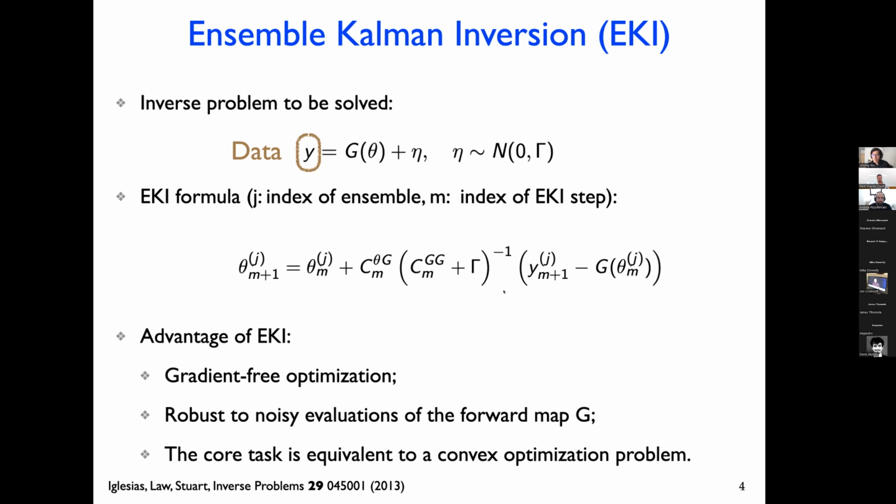And after we get the normalized mismatch in data space, we can also use the covariance matrix between the data space and parameter space to project the normalized mismatch back to the parameter space. And we use the projected mismatch to update the current estimation of unknown parameters theta. And then we get the next EKI step estimation of unknown parameters theta. And we can do this updating iteratively until statistical convergence is achieved for the estimation of unknown parameters theta.